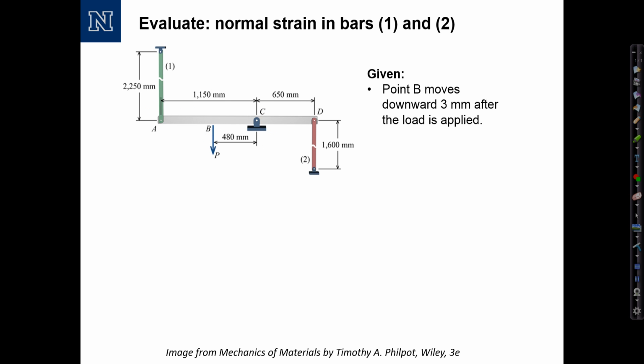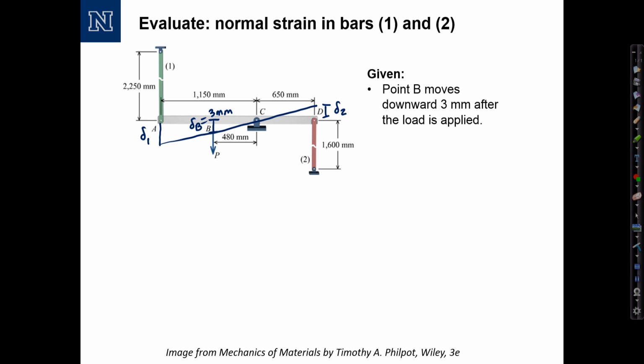Okay? So as I mentioned before, we pull down here, and the whole bar is going to rotate about the pin at C. This distance right here, I'll call delta B, is given as 3 millimeters. Bar 1 is going to move down, or elongate. I'm going to call that delta 1. Bar 2 over here is going to move upward. The bar is also elongating. We'll call that delta 2.